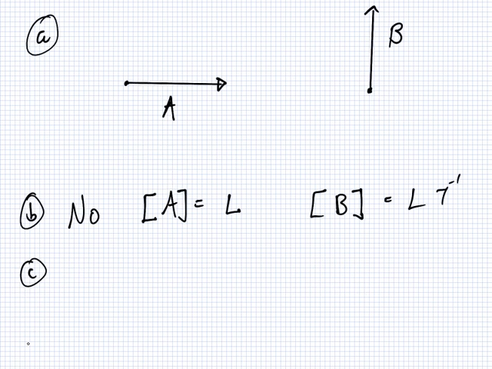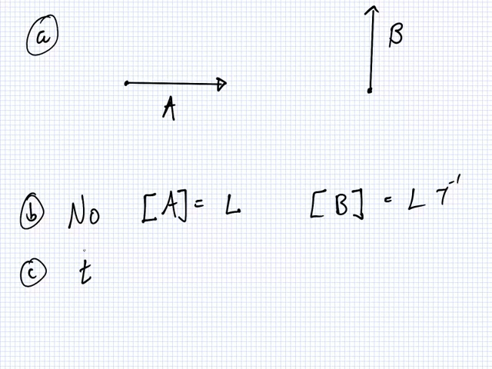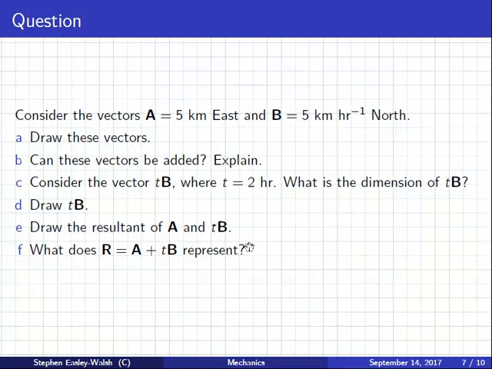C. T is 2 hours. What's the dimension of TB? So what is the dimension of TB? And T is in hours. Okay, so what's the dimension of T? Time. And the dimension of B? Length per time. So what are we left with? Length. Yeah. Okay. Let's draw TB.